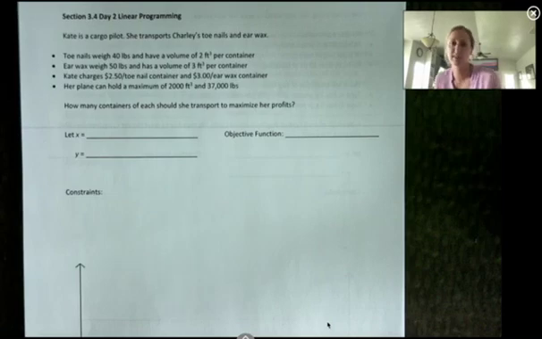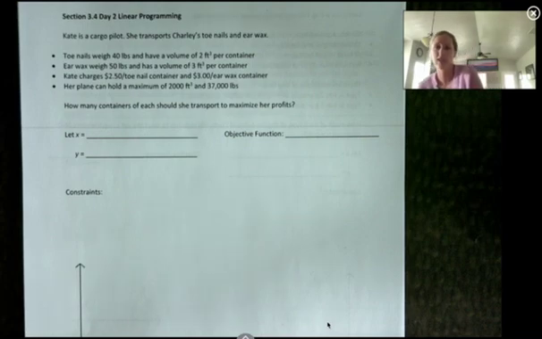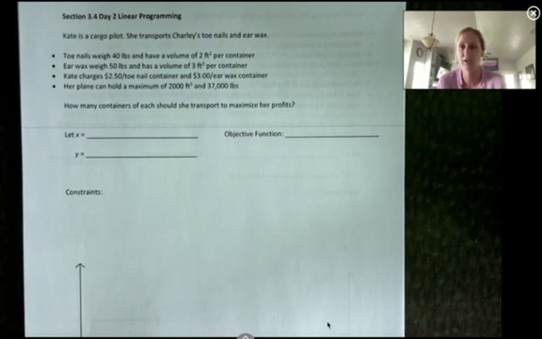We're going to continue with linear programming. We're going to look at some more scenarios. In our day one, we were given the constraints, the inequalities, and the objective function. We're actually going to try and come up with those given a scenario, and then proceed to maximize or minimize depending on what we're asked.